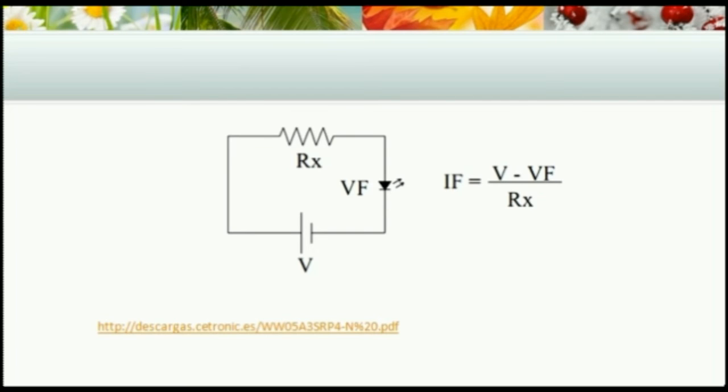The circuit shown here consists of a LED connected in series with a resistor and battery. V is the voltage of the battery. Vf is the forward voltage of LED. If is the forward continuous current.